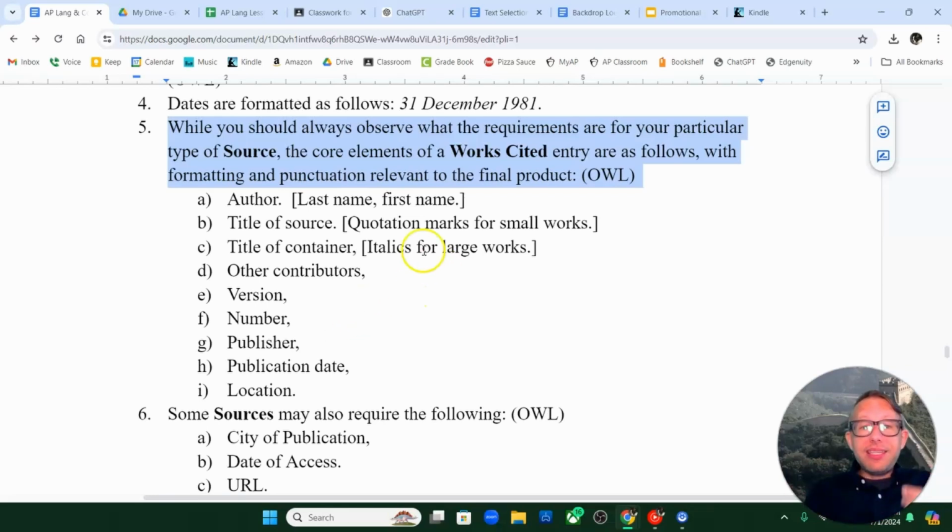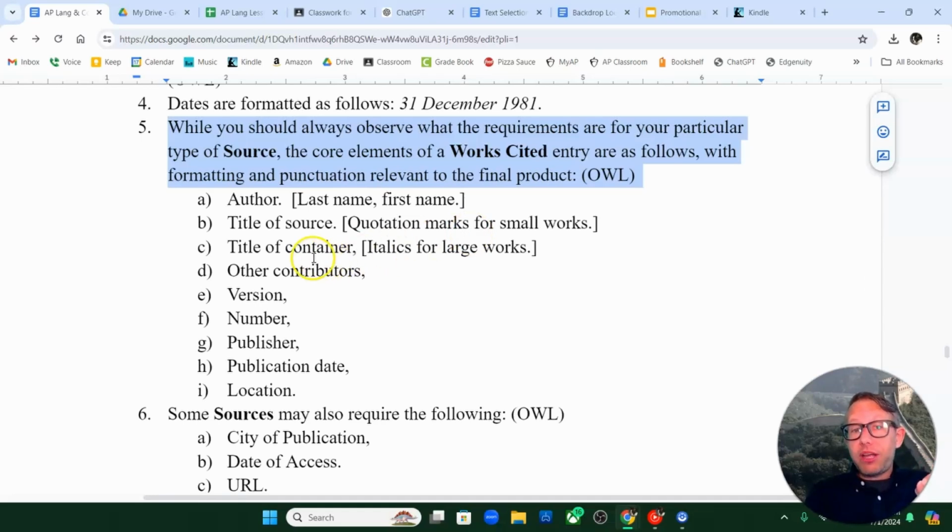Okay, I've also got these other little caveats thrown in the mix up here in brackets. In case you happen to forget, yes, we always put the author's last name first and then the first name. So something worth remembering in that case. Remember that the title of the source isn't necessarily going to be a small work.